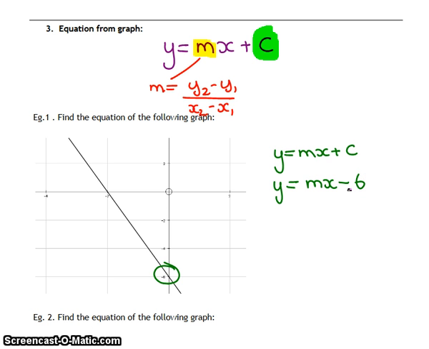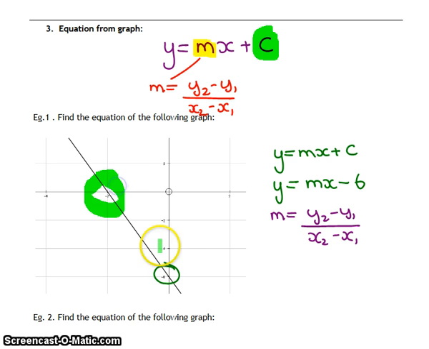Now, secondly, I need to find my gradient, which is very simple since I have a formula. So gradient is y2 minus y1 over x2 minus x1. It really doesn't matter whether I choose this point or this point as my second point or my first point. It simply matters that whatever point you choose, that you use that particular coordinate first in your equation.